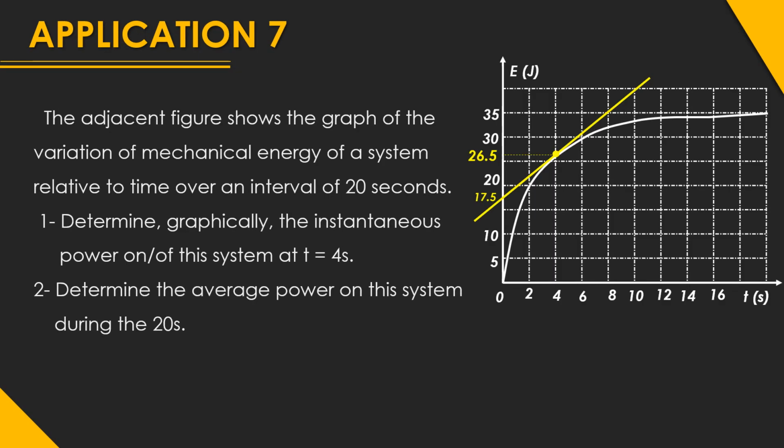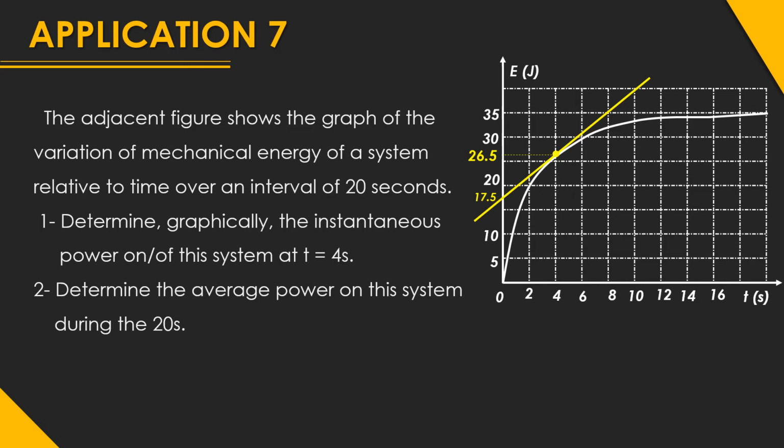Application 7. The adjacent figure shows the graph of the variation of mechanical energy of a system relative to time. Now, the overall duration is 20 seconds. And notice we are talking about energy with respect to time. That energy is mechanical. First question is to determine graphically the instantaneous power on or off the system at time equals 4 seconds. Why on or off the system? Because you might consider this as how much power is added on the system or how much power was done by the system. Regardless of what caused that power, how would you calculate it? The question asks us to determine graphically the instantaneous power.